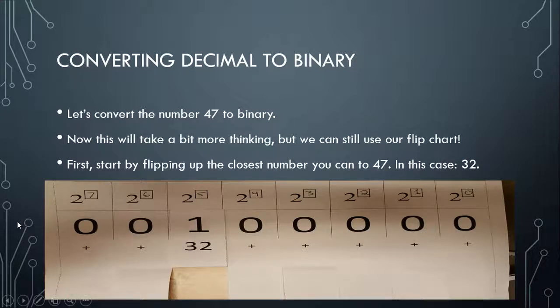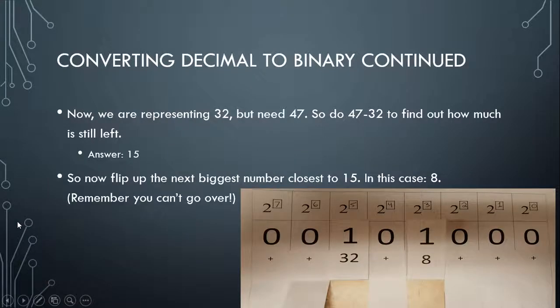So we're going to use the number 47 here, and we're going to convert that over to binary. So to start, we're going to flip up the number that's closest to 47, in this case 32. Now you can't flip up 64 because that's larger than that. And that's not going to work. You have to flip the closest number that's smaller than that. So I'm going to start up by flipping 32. Now we are representing 32 but need 47. So we're going to do 47 minus 32 to find out how much is still left. The answer, of course, is 15.